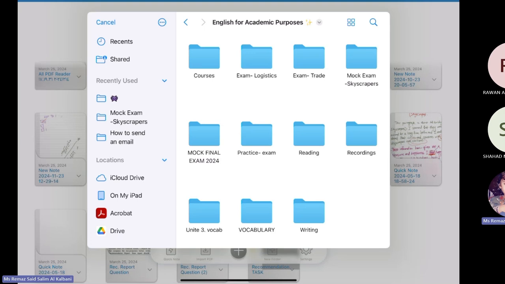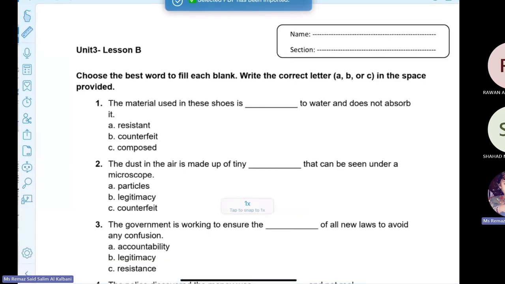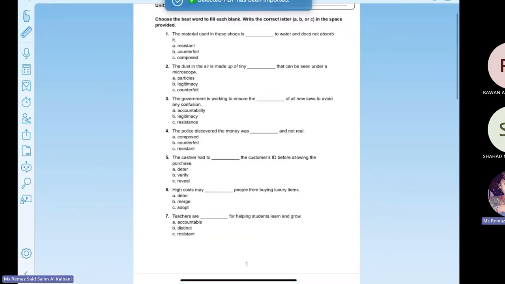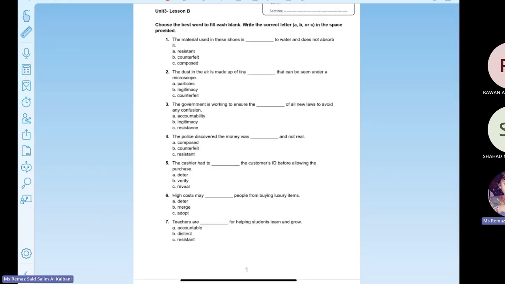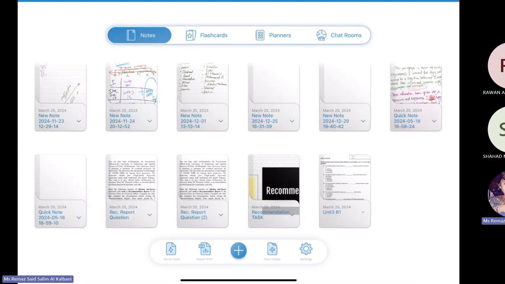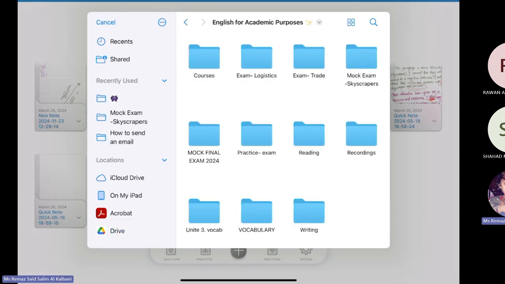So I also have uploaded the vocabulary section from unit 3. You need to practice these because these are going to be in your final exam, not like this way, but the vocabulary. Okay. You will also have, you see logistics, trade, and skyscrapers. They are also from final exams, a model of final exam.